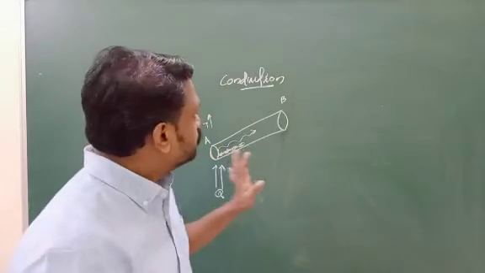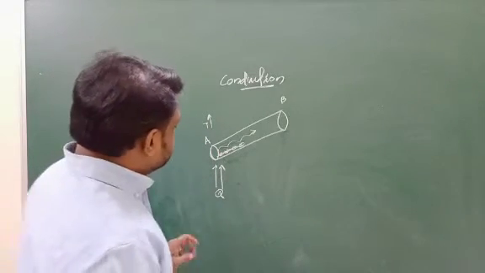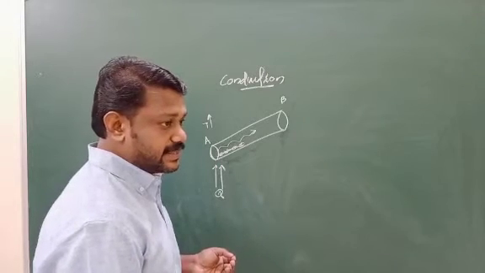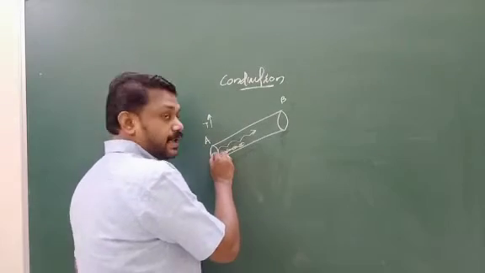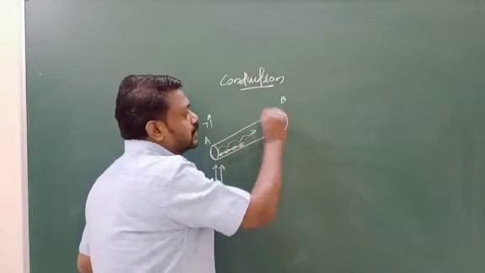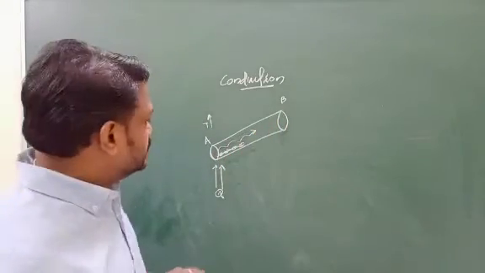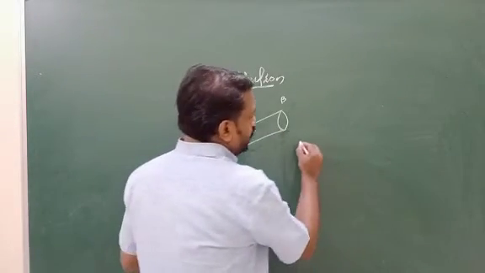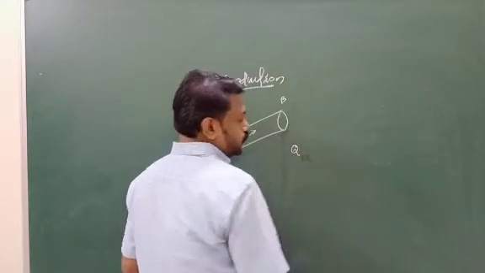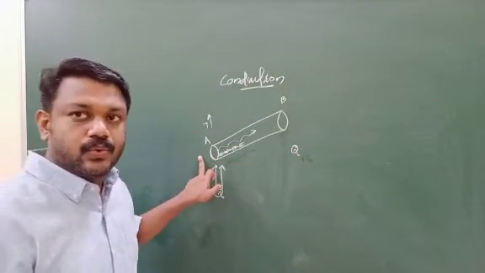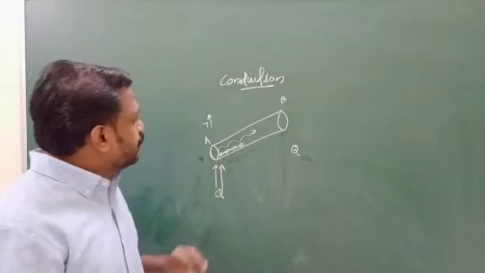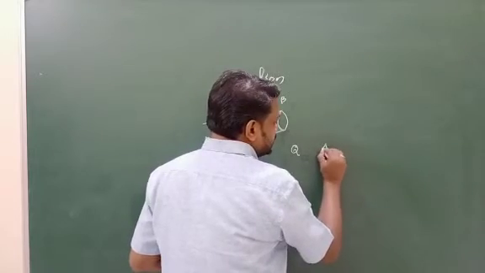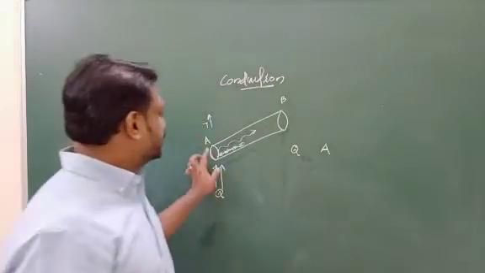So that is the process of conduction. When you consider conduction, we can't say that the heat energy supplied to point A is fully transferred to the opposite end. Suppose Q amount of heat is given to point A. From that, some amount of heat is absorbed by that cross-sectional area.